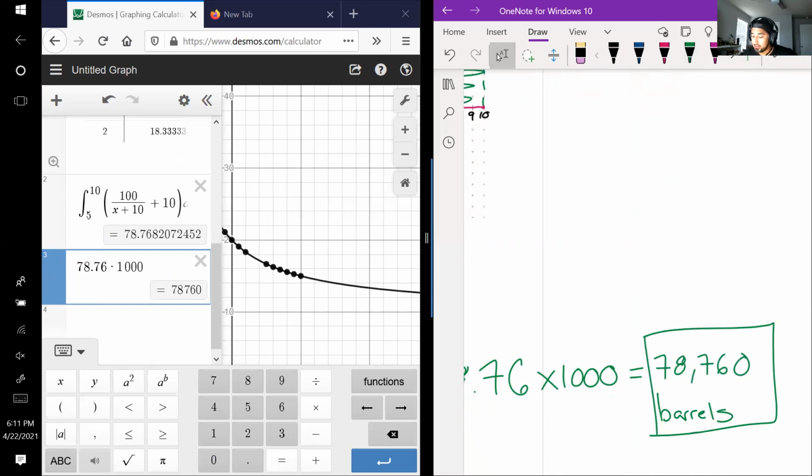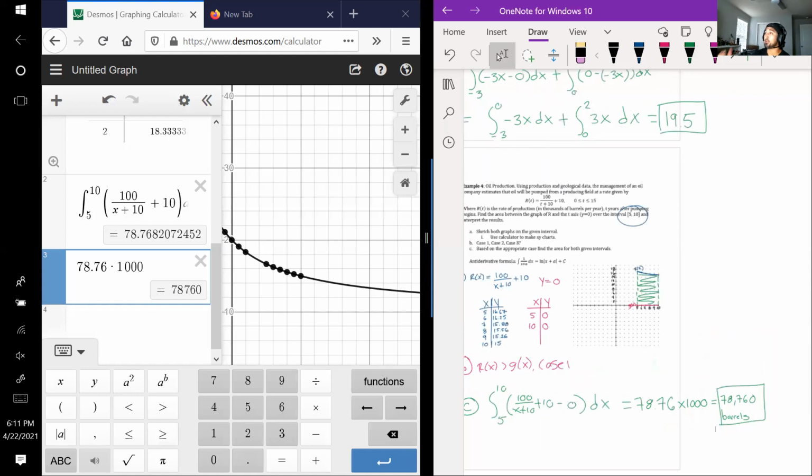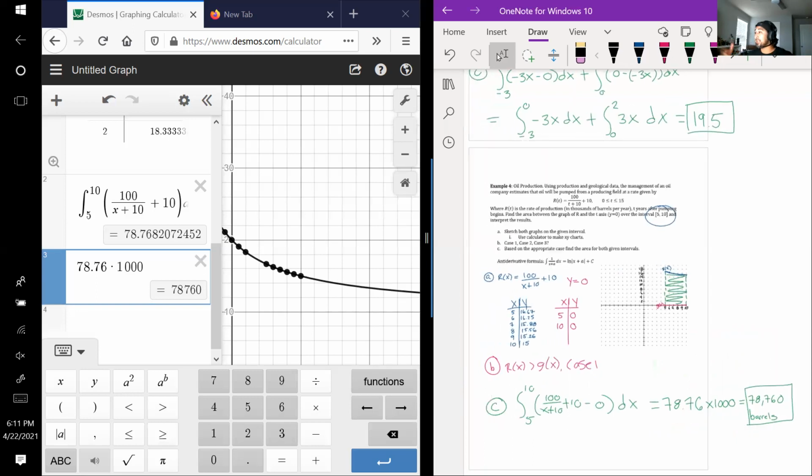So you'll have a question exactly like this on your homework. And the very last one is going to ask you, how many thousands of barrels are you producing between this time interval? And you must remember that it has to be in the thousands. Okay. Any questions on that one? Doesn't Desmos make your life easier? Sure does.